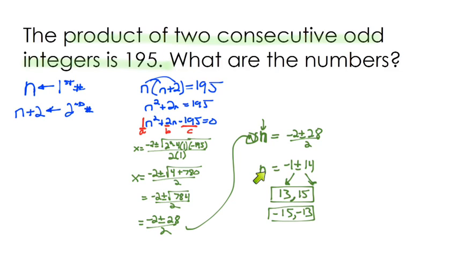Obviously, a positive times a positive is a positive, but also a negative times a negative is a positive. You've got to be really careful with how you interpret your answers down here at the end of this problem.